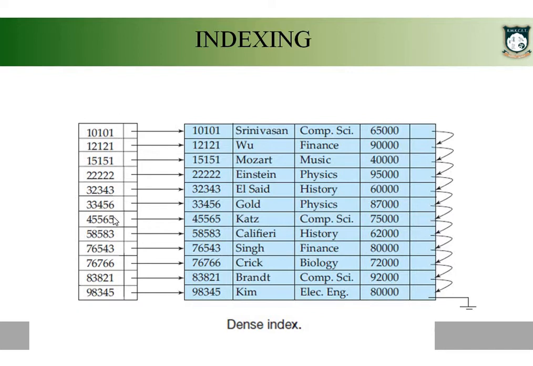Clear? Now this index file is created based on the ID. Similarly, you can create an index file based on instructor name, based on subject, or any field. In this example, the index file has been created for the field called ID. Okay, so I hope it is clear for you.